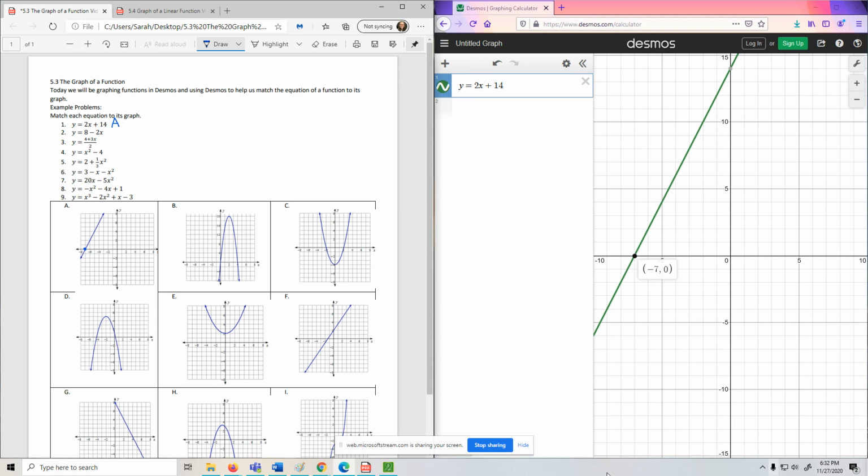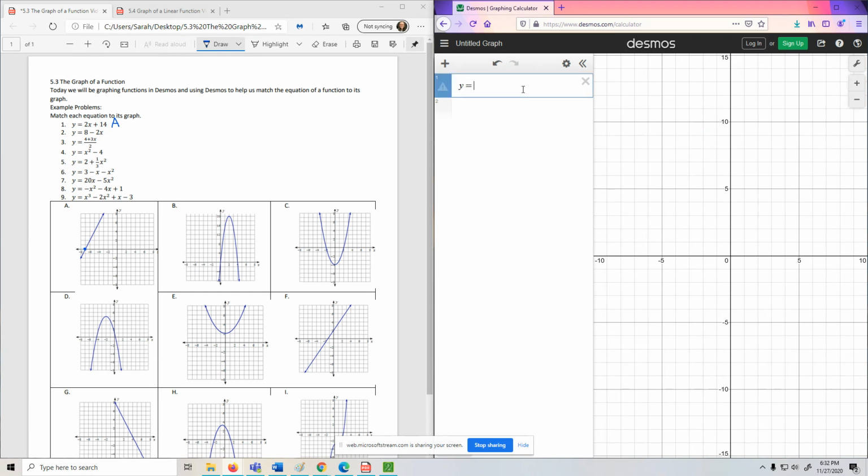We're going to do that for the rest of these. In Desmos, once you're done with something, you can either turn off the graph by clicking on this circle here with the colorful squiggle, or you can just hit the X here and completely get rid of whatever you had just graphed. So let's go down the list and try the rest of these.